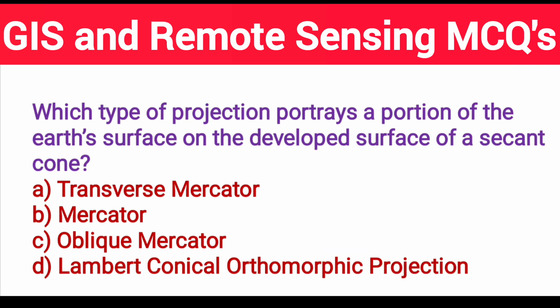Next question, which type of projection portrays a portion of the Earth's surface on the developed surface of the secant cone? Option A, transverse Mercator. Option B, Mercator. Option C, oblique Mercator. Option D, Lambert conical orthomorphic projection. So the correct answer is option D, Lambert conical orthomorphic projection.